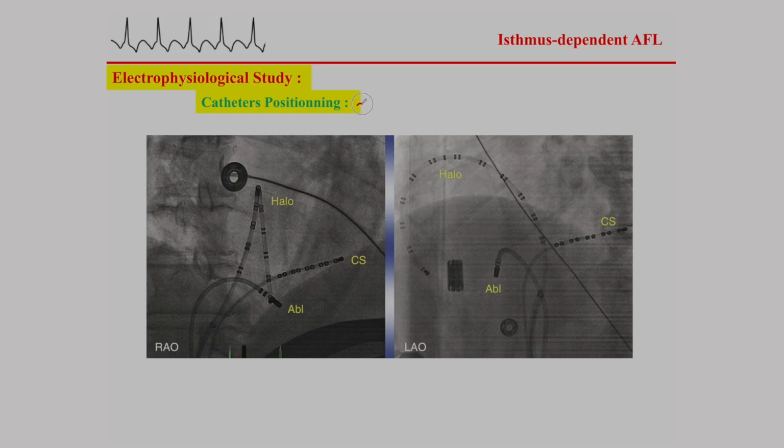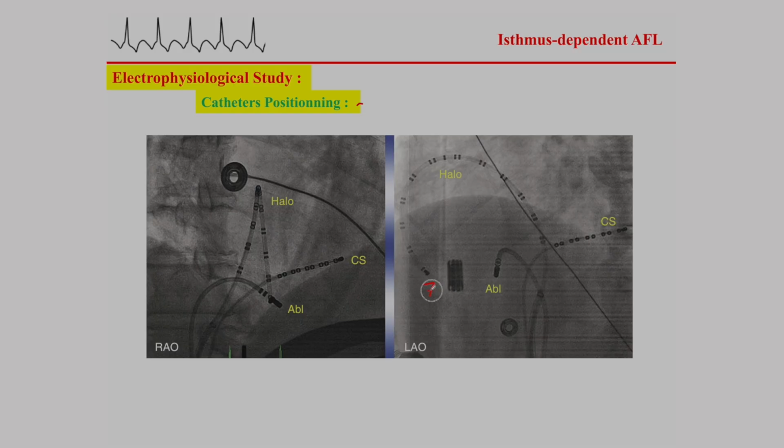As you see in this view, we have the multipolar halo catheter with 20 poles positioned in the right atrium anteriorly, not posteriorly, to record the circumference of the tricuspid valve. And we have the distal part, and in the LAO it is towards 7 o'clock. The decapolar catheter of the coronary sinus is positioned into the coronary sinus.